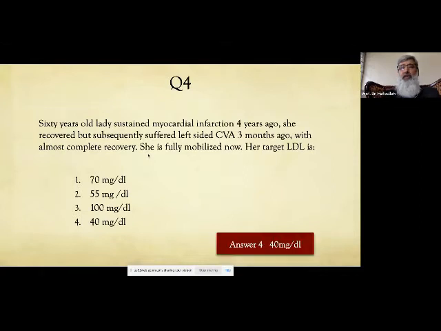Here, the answer is 40. Why? She had an MI before and she had a CVA this time. So with MI and CVA, though it's a little more than 4 years, the aim over here would still be to bring it down as low as 40 milligram. The original recommendation is within 2 years. Here I've stretched it to 4 years.